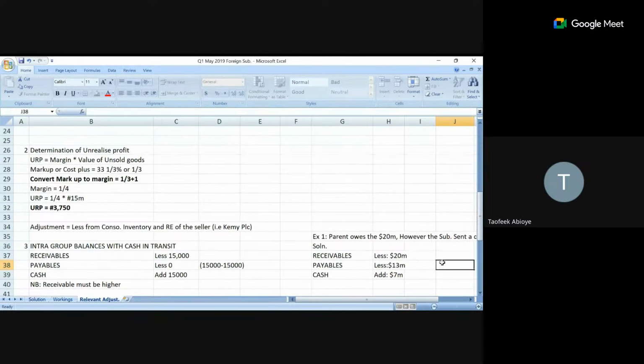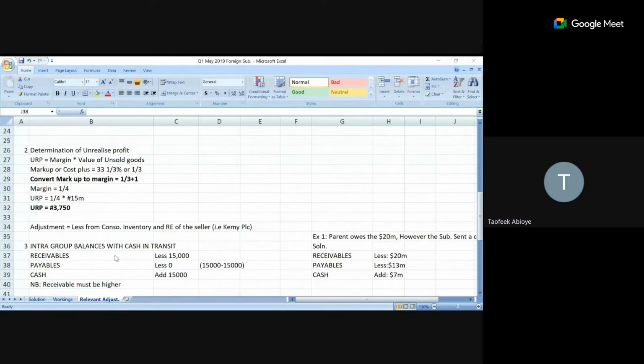This is our adjustment. Assuming we are in the exam hall, if the examiner gives us an example like the one I just cited, this is how we are going to do it. You less 20 million from receivable, less 13 million. That means the difference between receivables and cash, you less 13 million from payables. You now add 7 million to cash. This is our adjustment, and that's the reason why I used that example, so that we understand.